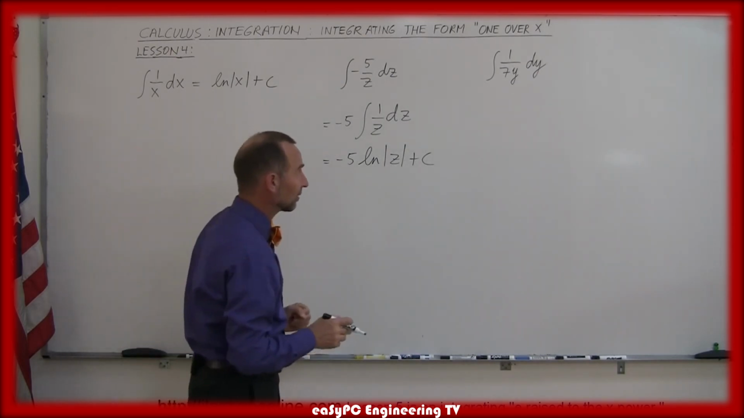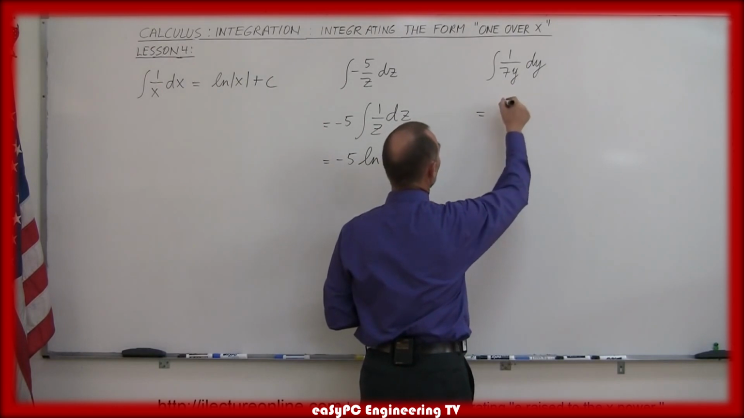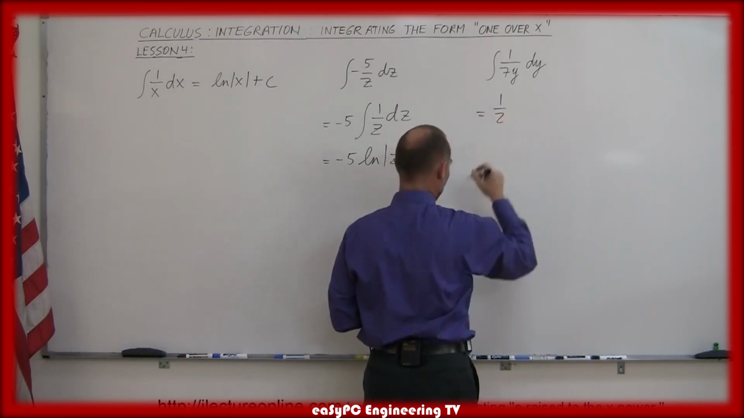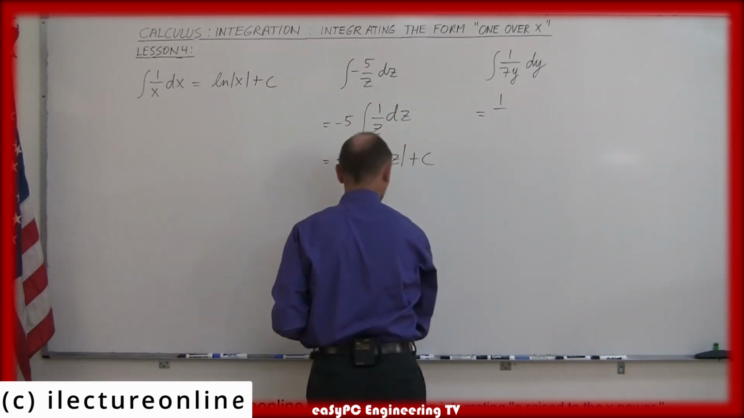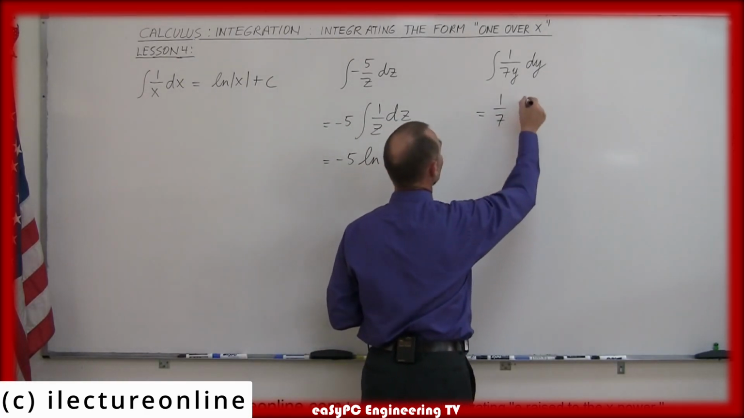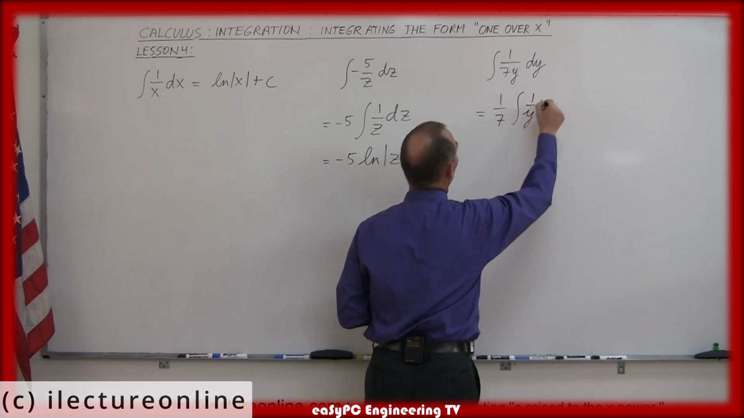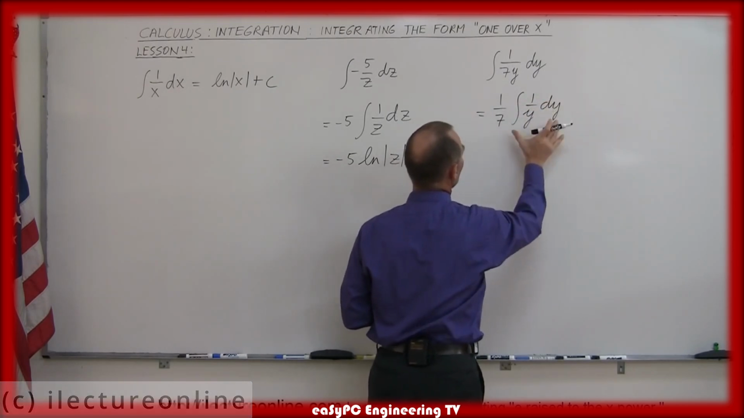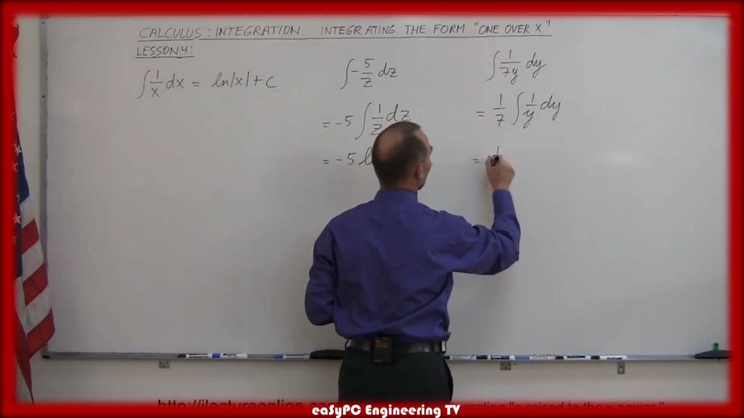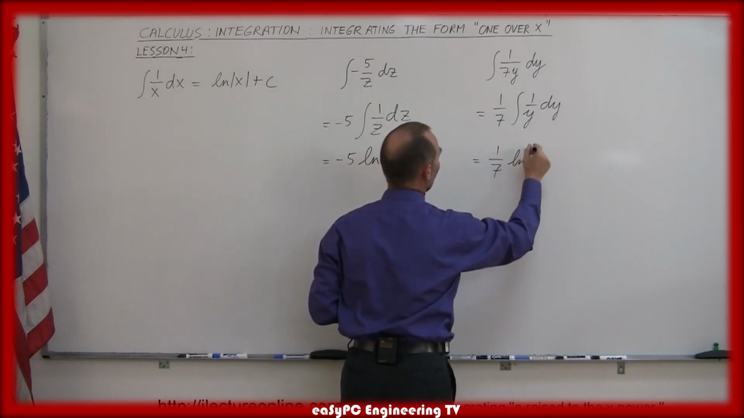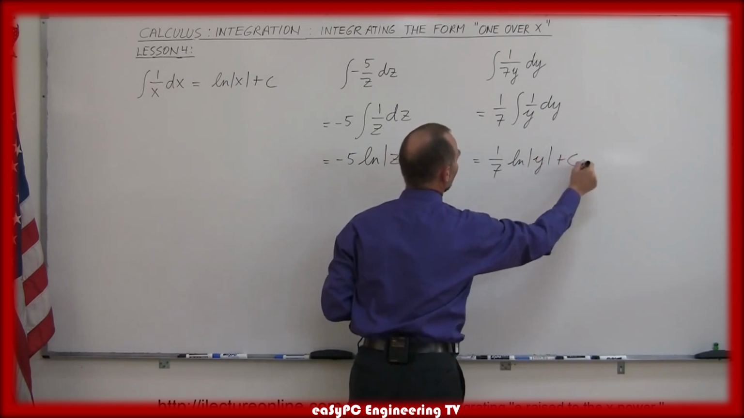And then here we have an example like that. First of all, we take 1 over 7 out of the integral sign. And I wanted to write 7, not z. So let's correct that. So 1 over 7 times the integral of 1 over y dy. And then you can see that this is the exact same form that we have over here. So this then becomes 1 over 7 times the natural log of y plus a constant of integration.